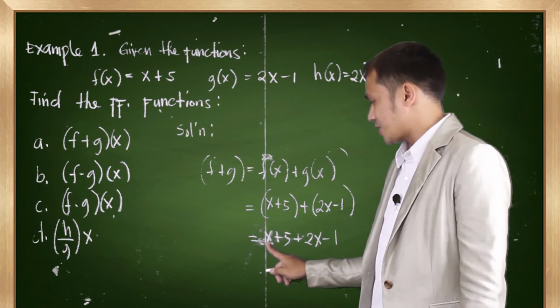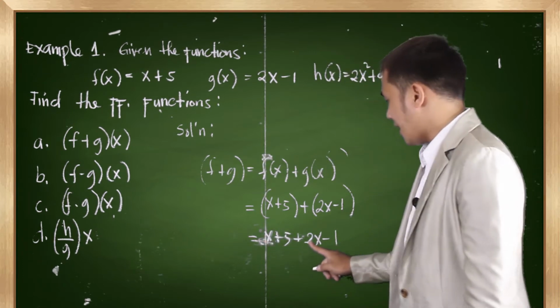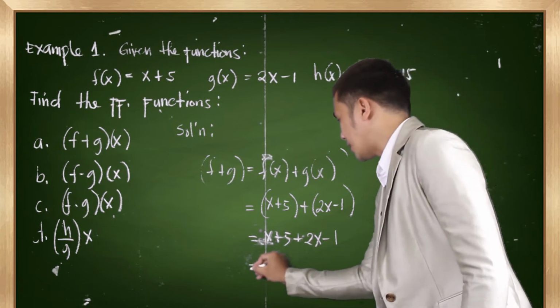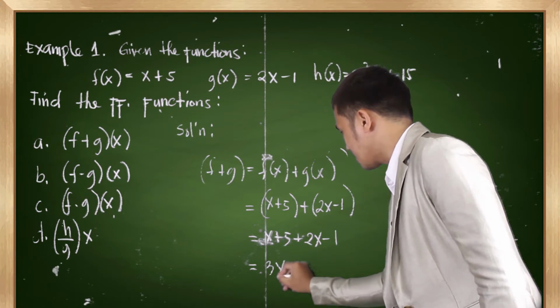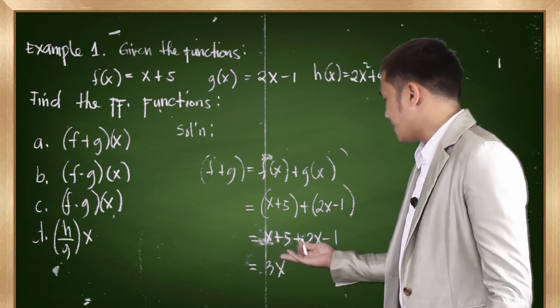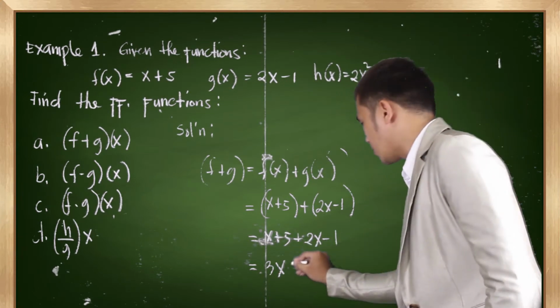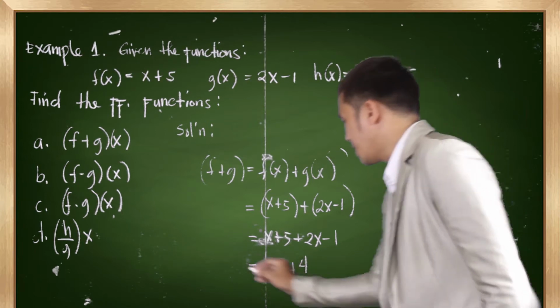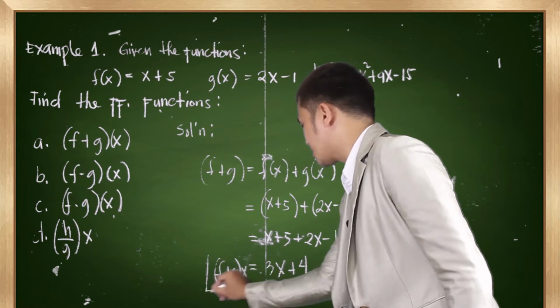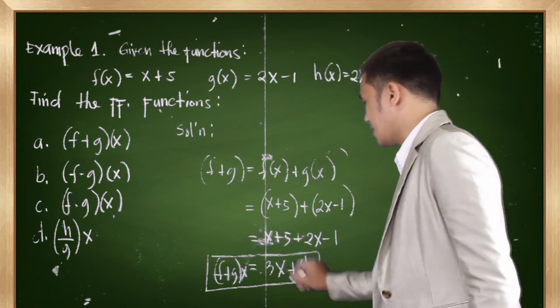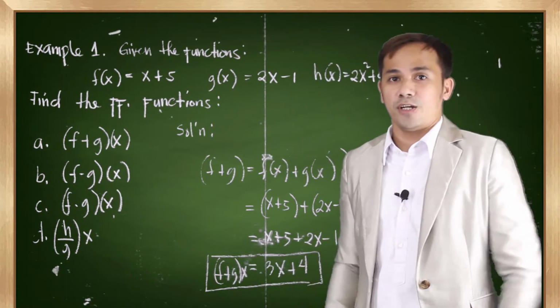This is understood as 1x and 2x. So what's the sum of x and 2x? That is equal to 3x. And the sum of 5 plus negative 1 is equal to 4. Therefore, the sum of the two functions, f plus g of x, is equal to 3x plus 4.